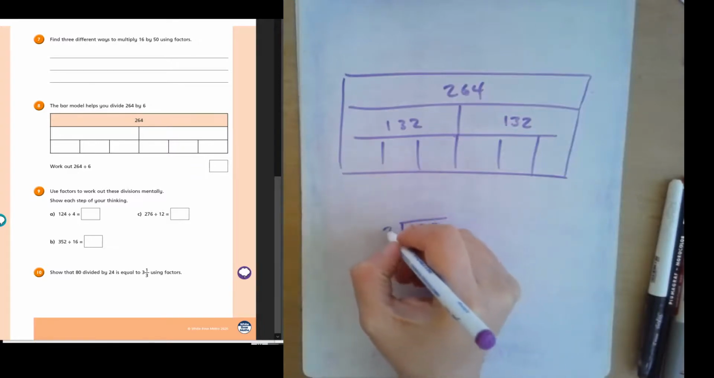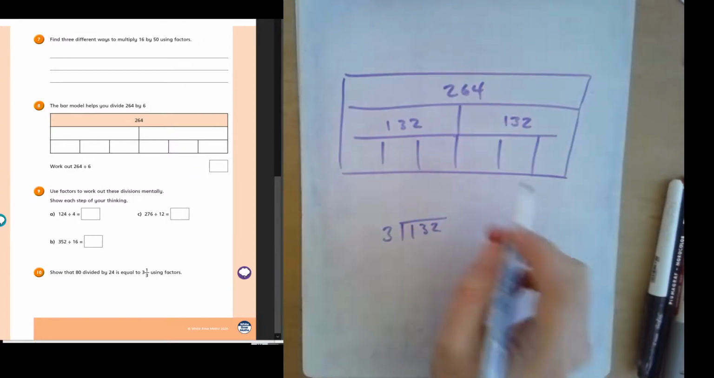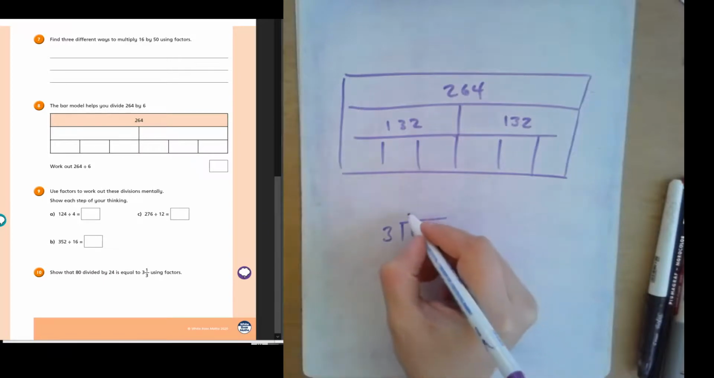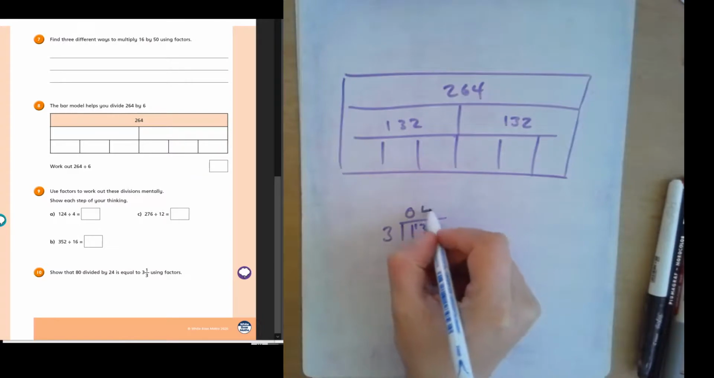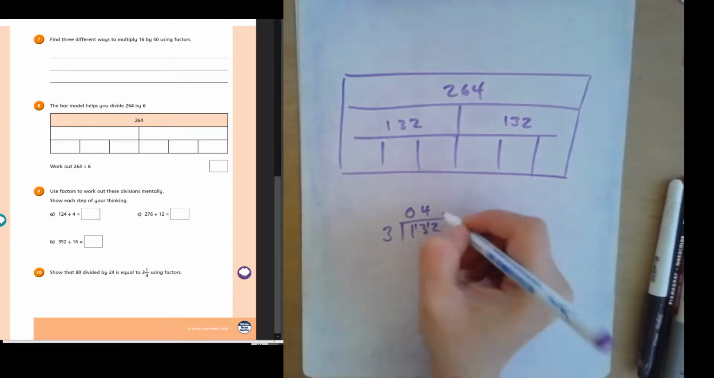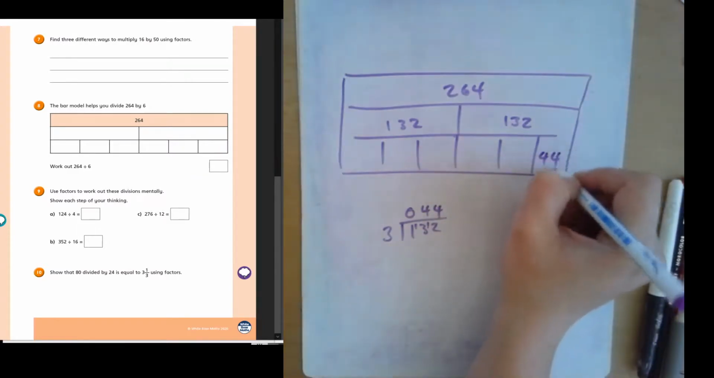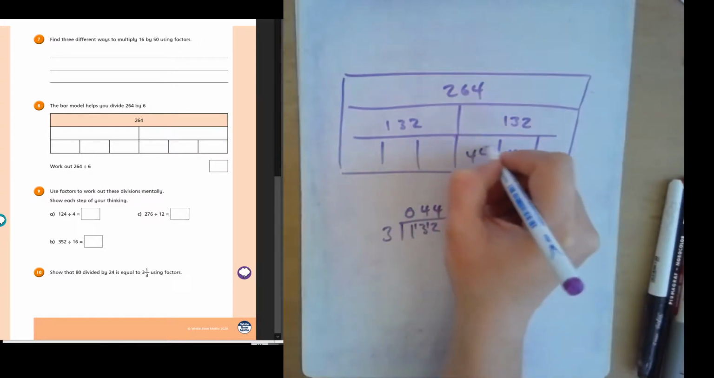132. I think it's 44, but I am going to check. How many 3's go into 1, 0? So carry the 1 across. How many 3's go into 13? 4. Carry 1 across. How many 3's go into 12? 4. So it's 44.